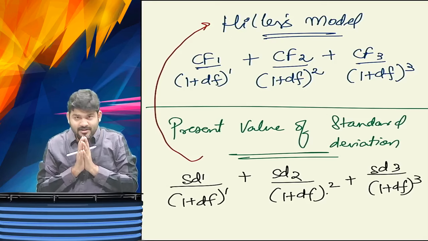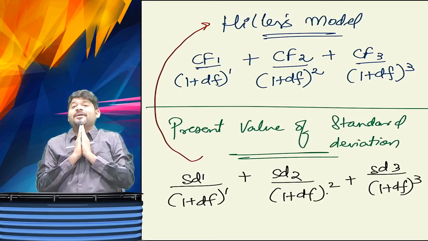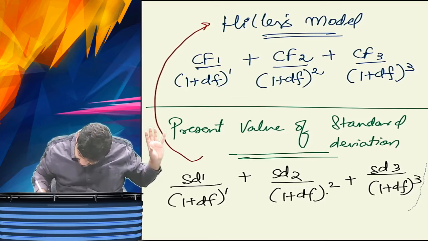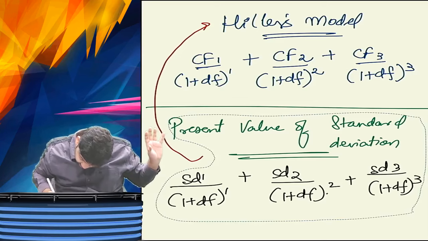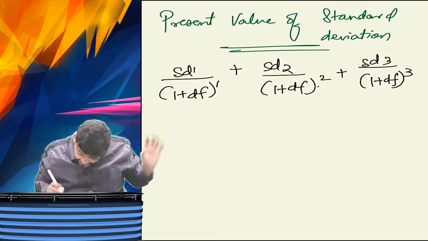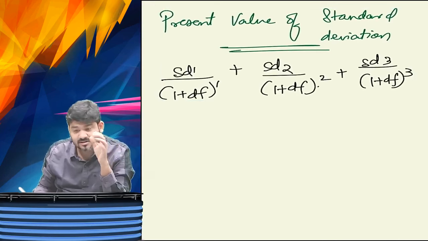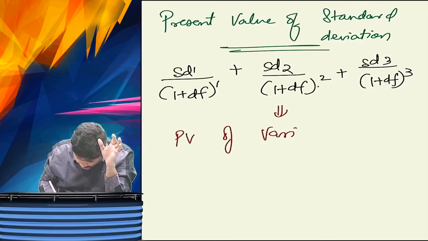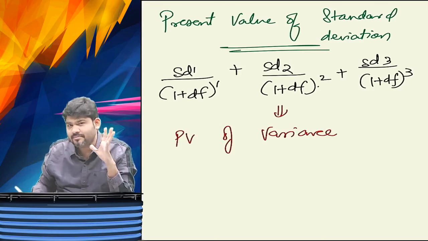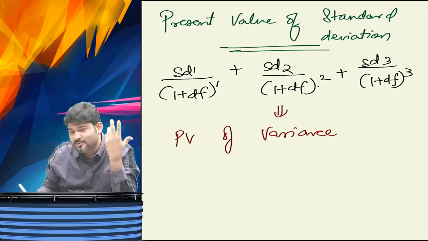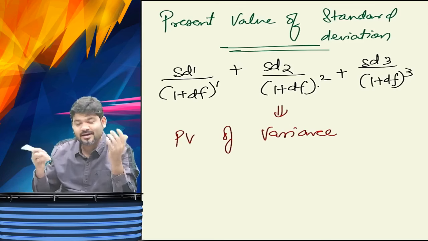Well, absolutely right. Now, suppose I tell you, let me calculate the variance of present value, or present value of variance, what will you do? Tell me what is the thing that you are going to do. Let me copy this there so that we are on the same path. So now I am calculating the present value of standard deviation. I have calculated. Now if I tell you, tell me how to calculate the present value of variance. What will you do? Can I say you will basically square this? Once you square this, you will get the present value of variance.